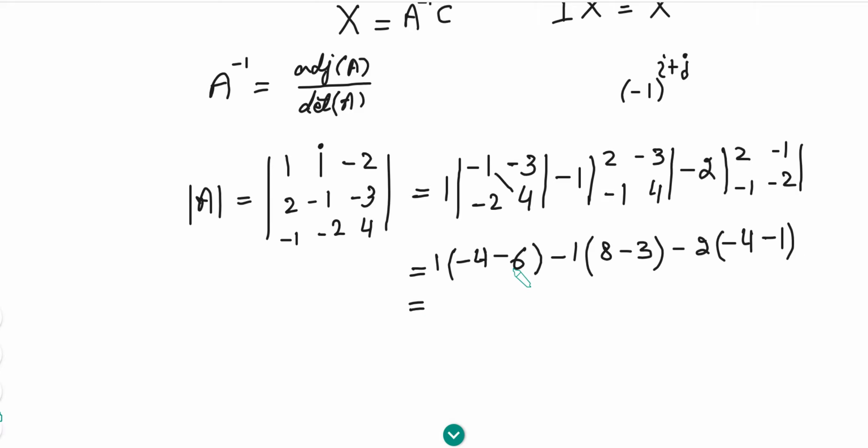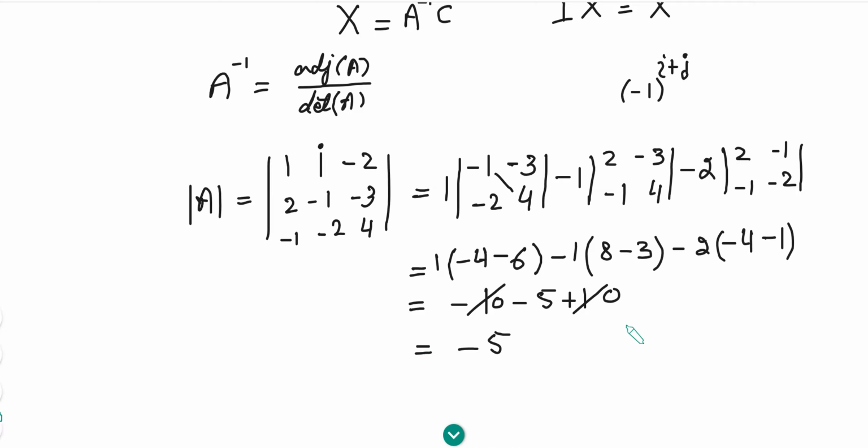Now here -6 -4 is -10, and 8 -3 is +5. First, 5 times -1 is -5. Now -4 and -1 is -5, times -2 is +10. Now -10 and +10 cancel, and we are left with -5, and this is the determinant of A.